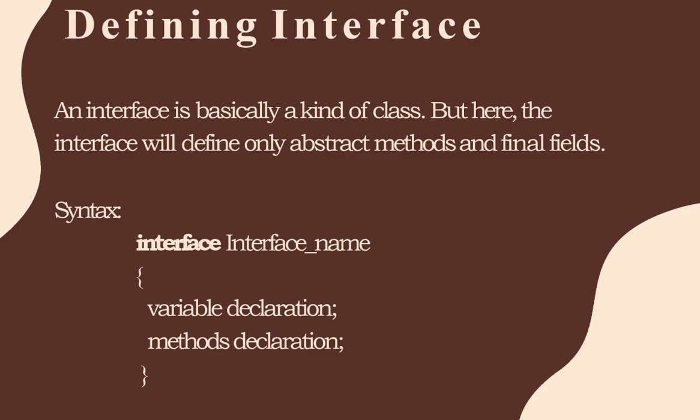And below, you have the syntax of how an interface is written. First you will use interface. Interface here is the keyword, and then it is followed by the interface name in the first statement. Then next you will have the open curly bracket, and inside it you will have the variable declaration and method declaration. So this is how you will define an interface, and while doing so you will use the keyword interface.